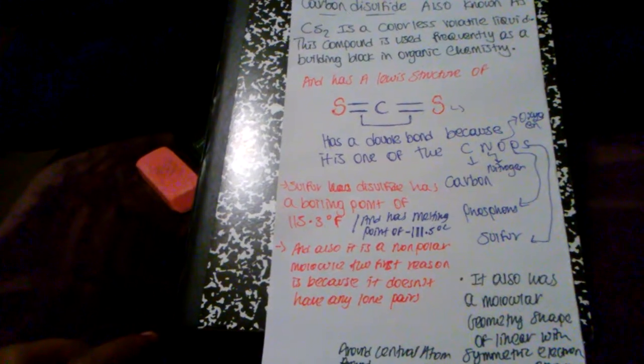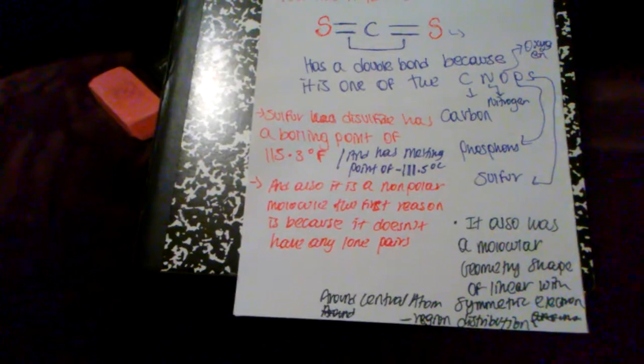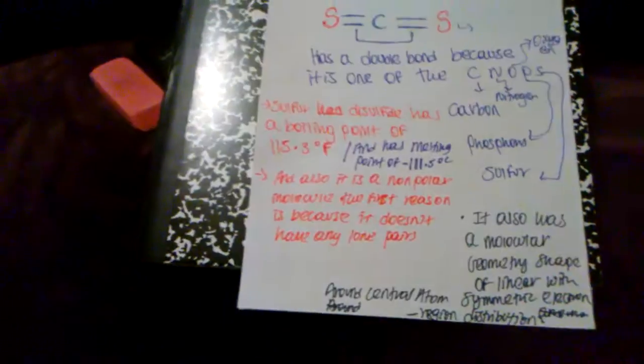It has a structure of two S's and one C in the middle, with double bonds, as we see. They're double bonds because they're both CNOPs, which is carbon, nitrogen, oxygen, phosphorus, and sulfur. When these exceptions are in an element, we can use more than a single bond. Here we have C and S, so we can use double bonds. The outermost shells will have four on them, and it won't have any lone pairs, so it's going to be a non-polar molecule.